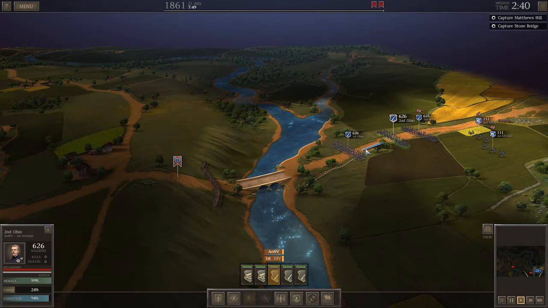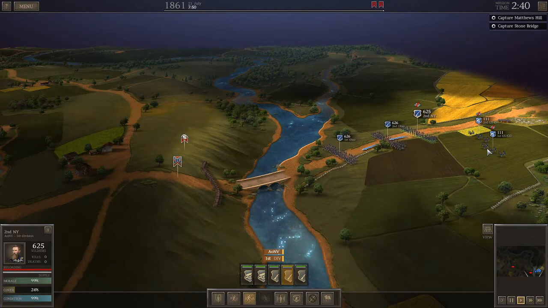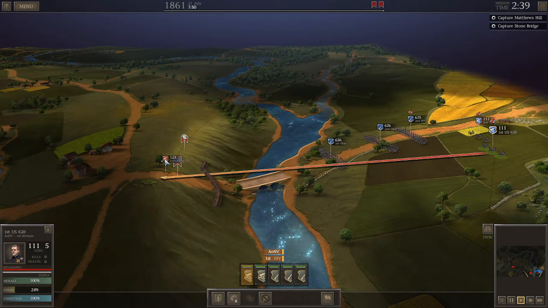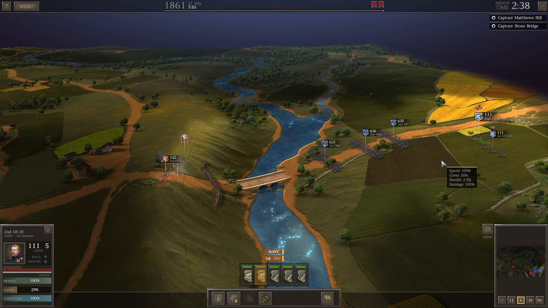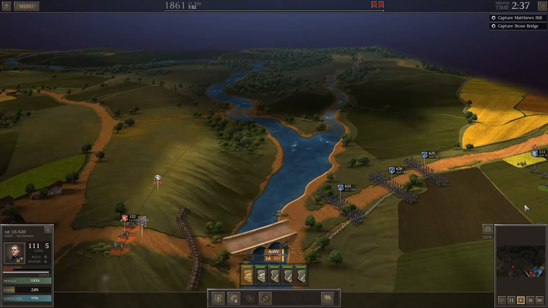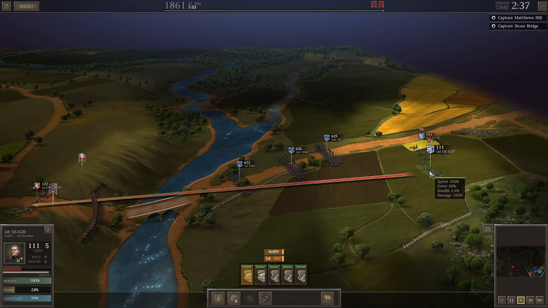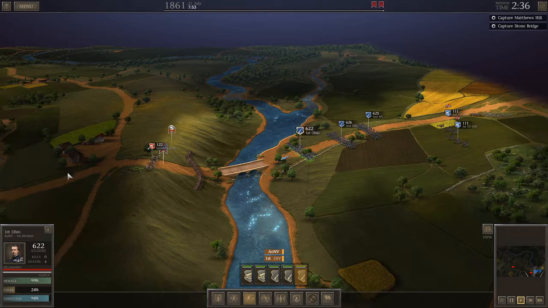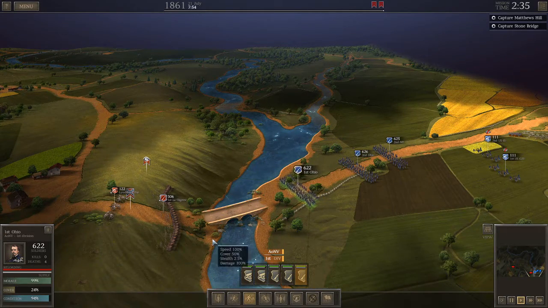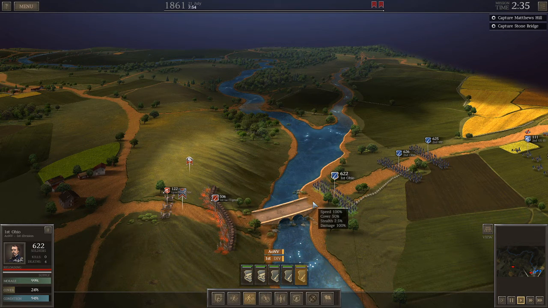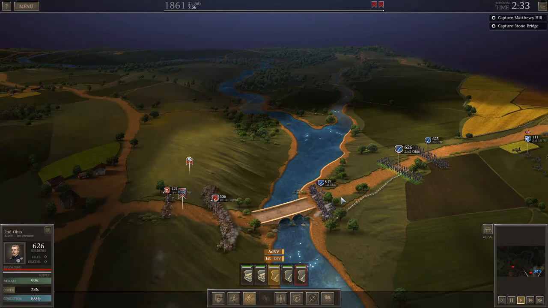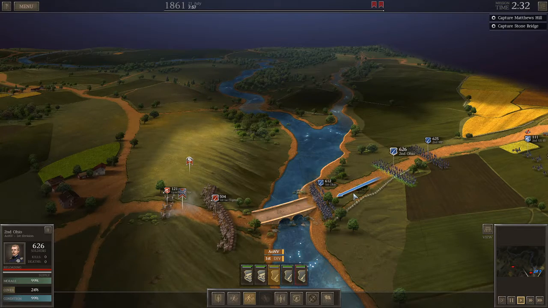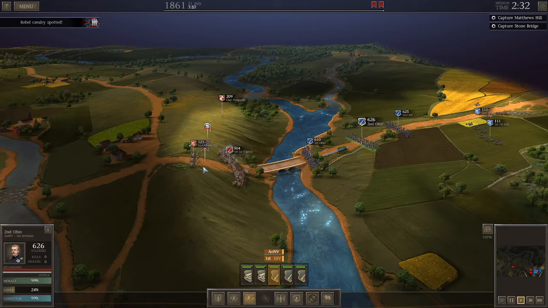We still don't see them yet, so we're going to keep moving up just a bit. Ooh, they have a good scouting spot too. I'm going to fire on them like that. I'm going to try to keep them off the bridge as much as possible, knowing that that's also going to be a hard task to accomplish.